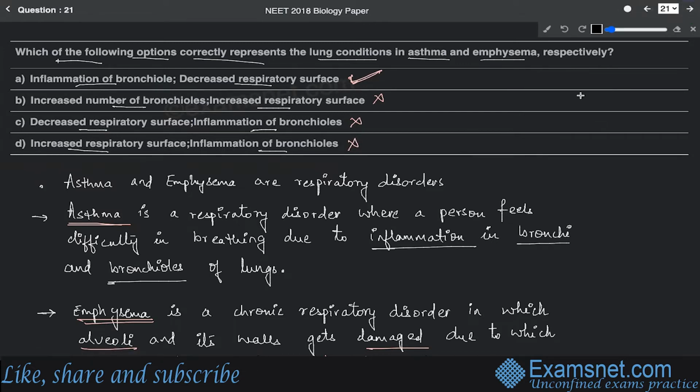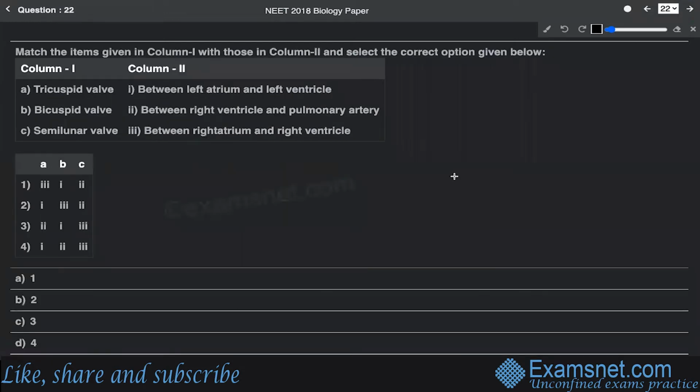Now, question number 22. Question number 22 is a match the column kind of question. Now you have to match the items given in column 1 with those in column 2 and select the correct option given below. All right. So column 1 has given certain valves, and column 2 is basically related to the locations of these valves that are found in the heart. So this is a question from the chapter of body fluids and circulation from your standard 11th.